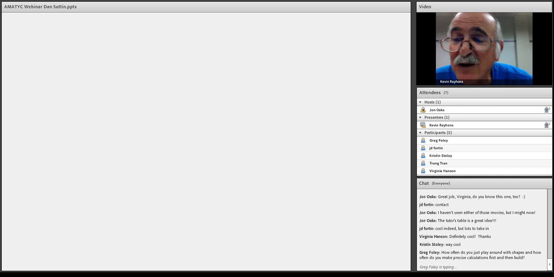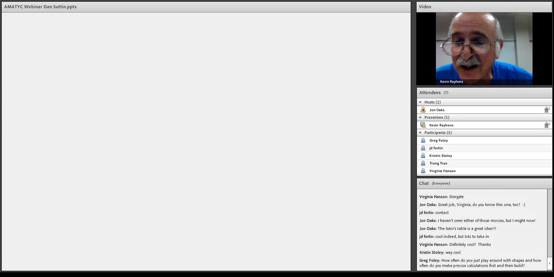How often do you just play around with shapes, and how often do you make precise calculations first and then build? I never make precise calculations first. I just play with my shapes and make modules.